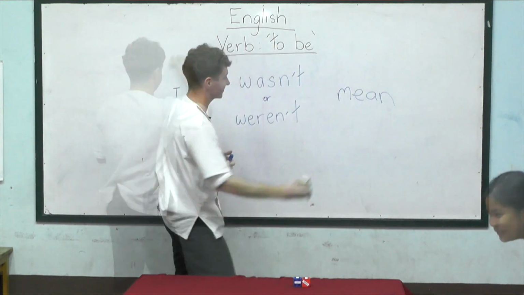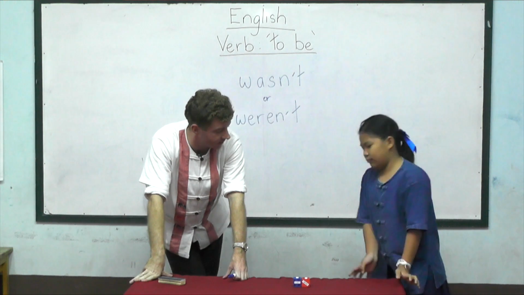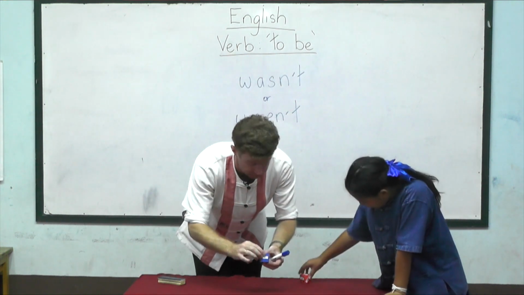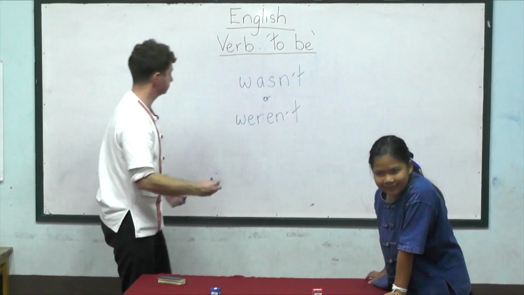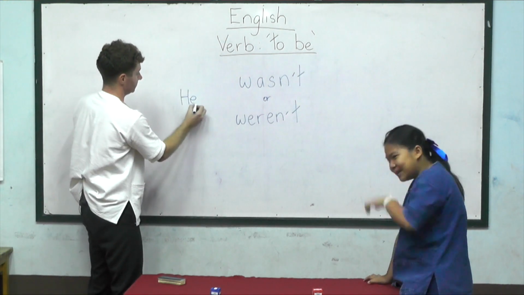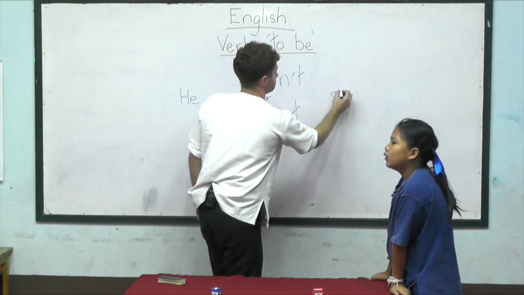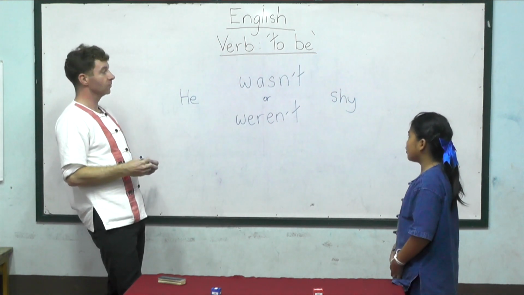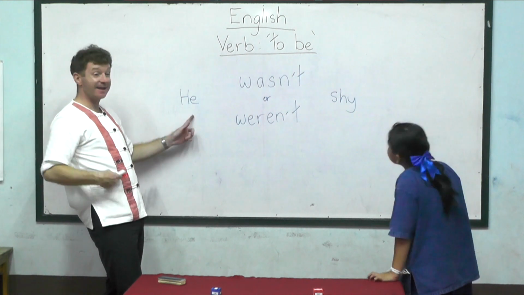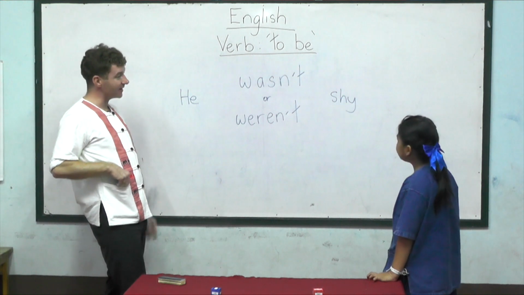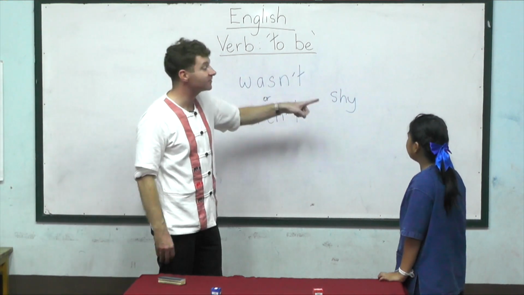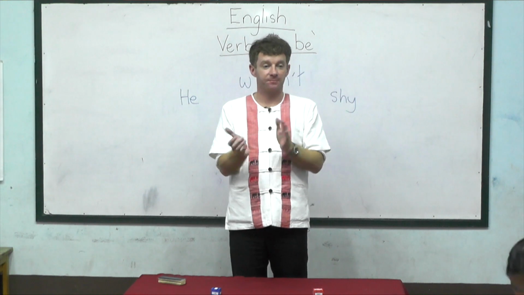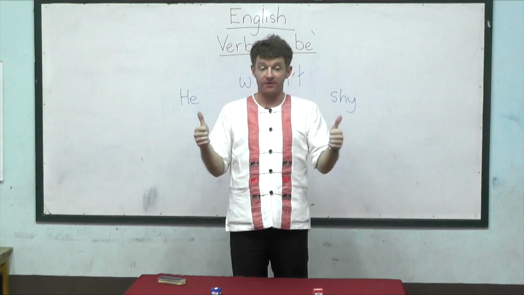Lakau, come and join me at the front. Okay. So last roll of the dice for today. Lakau, what will you roll? Okay. So first of all, he, shy. Okay. He, H, E. And shy, S, H, Y. So Lakau, how will you complete your sentence in the negative form? Perfect. He wasn't shy. Excellent, Lakau. One more time. He wasn't shy. High five. Big round of applause for Lakau. A round of applause for everyone, guys. You all got it correct.